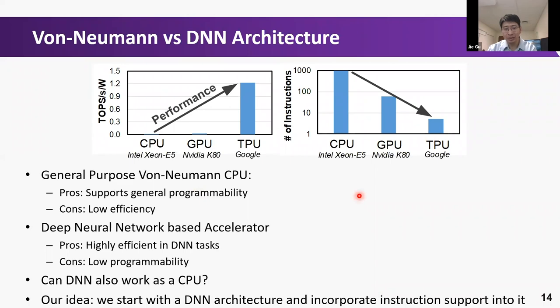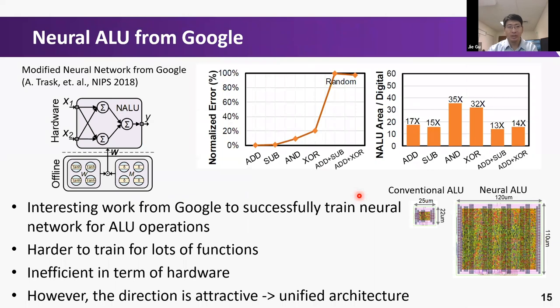So that's something that motivates us to work on a new architecture. Before I get down to our design, I want to point out interesting work from Google 2 years ago. They published something called the neural ALU. They tried to use a modified neural network to train the neural network and perform the ALU operation. And we all know the ALU is the central computing module inside the CPU, right?